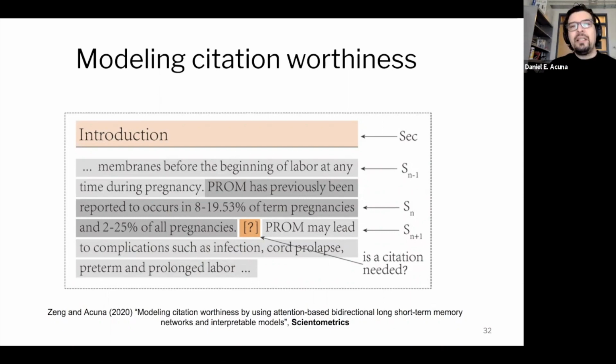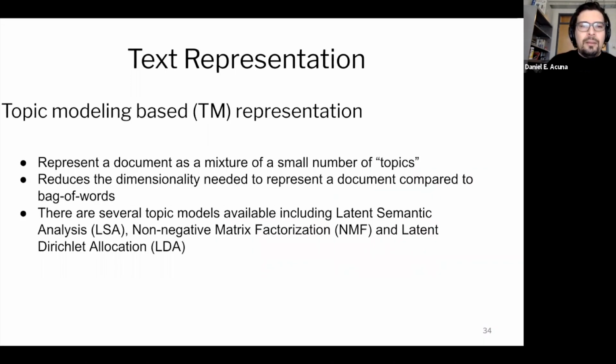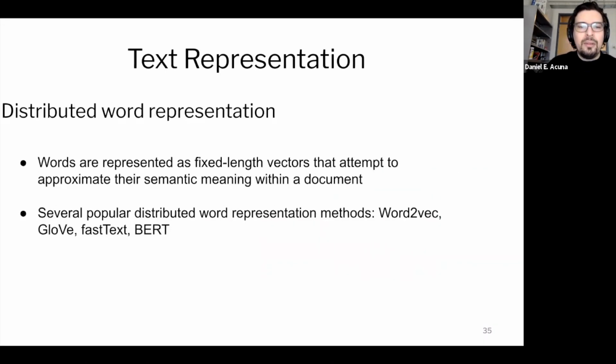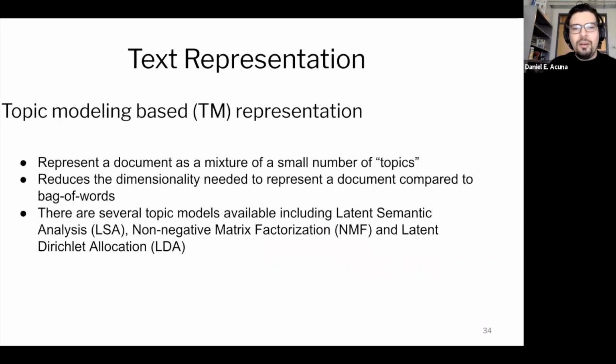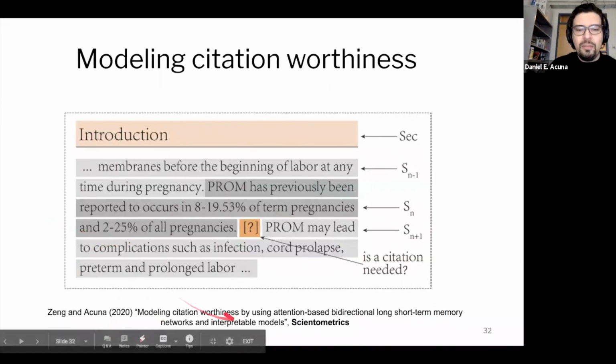We take an NLP technique, we measure something about the sentence or the abstract or the paragraph, and then we try to make a prediction about whether you need a citation. Okay, so these are the details. Again, I'm going to go back, you can go to this paper. It was recently published in Scientometrics, and it goes through the details.